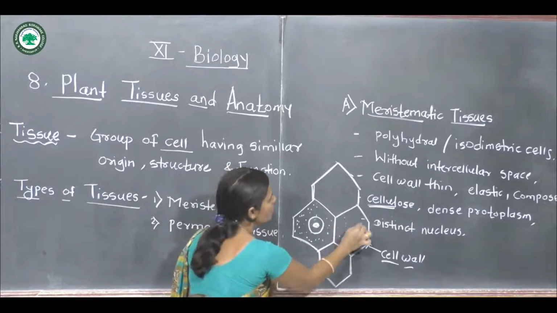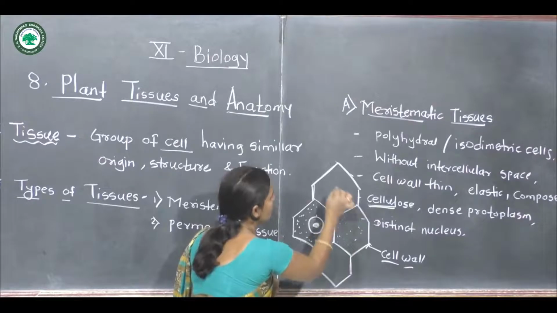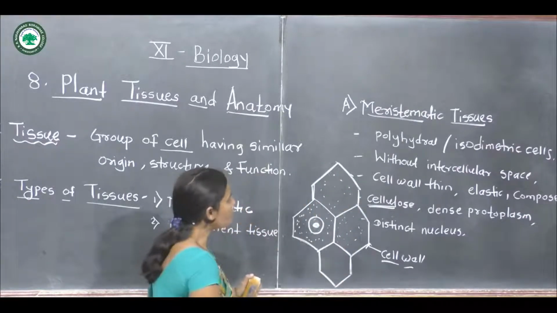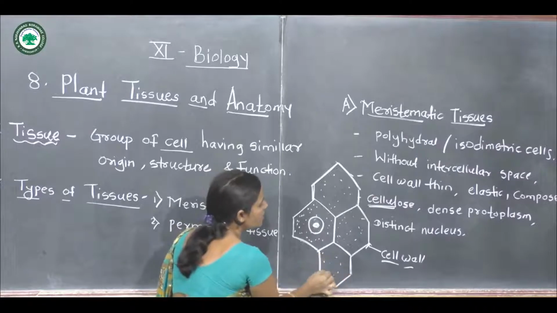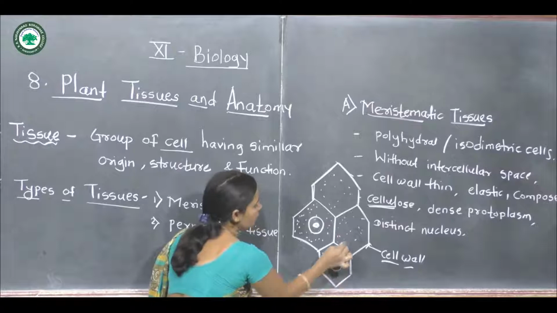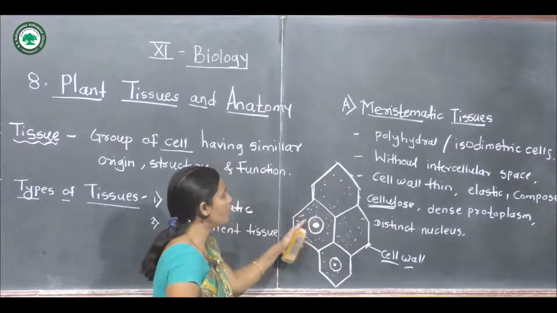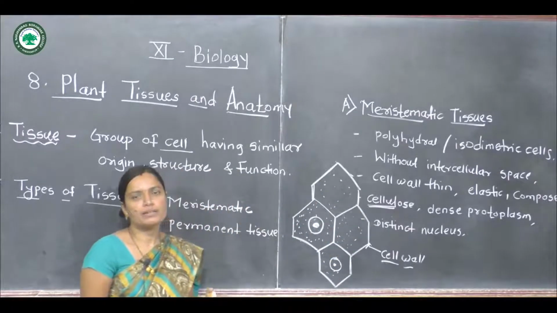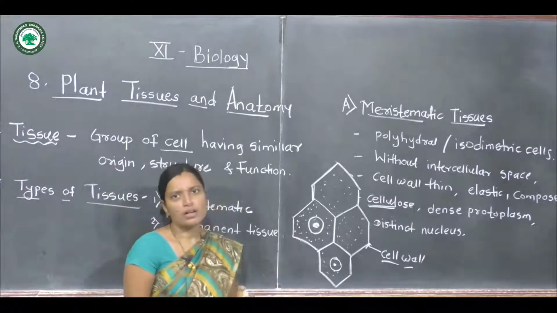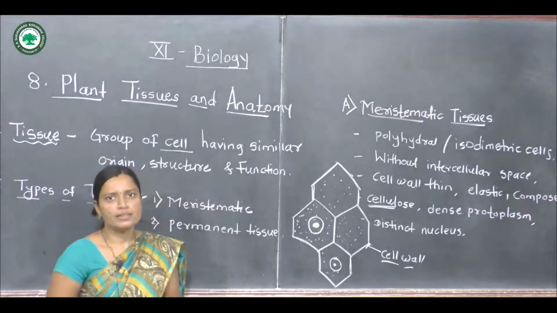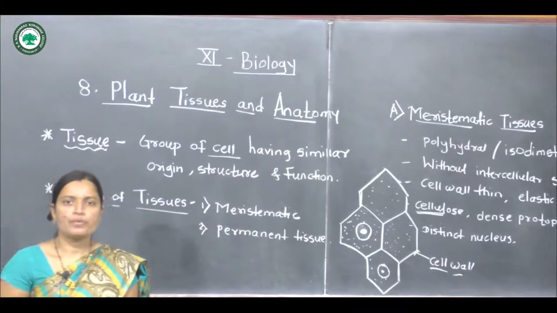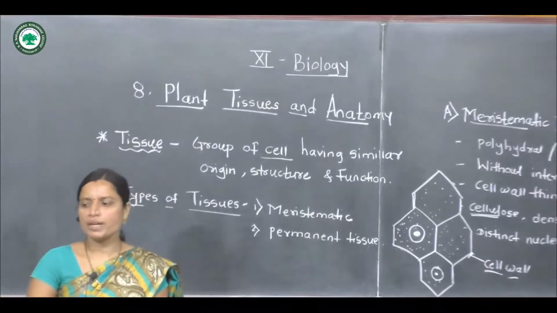Now these are the meristematic cells. They are polyhedral and isodiametric, and inside these cells there is a distinct nucleus and dense cytoplasmic contents. Vacuoles are also found in these cells. This is the structure of the meristematic cells.